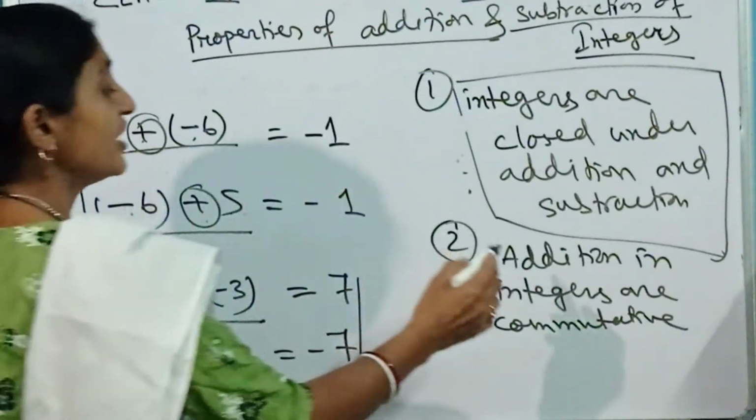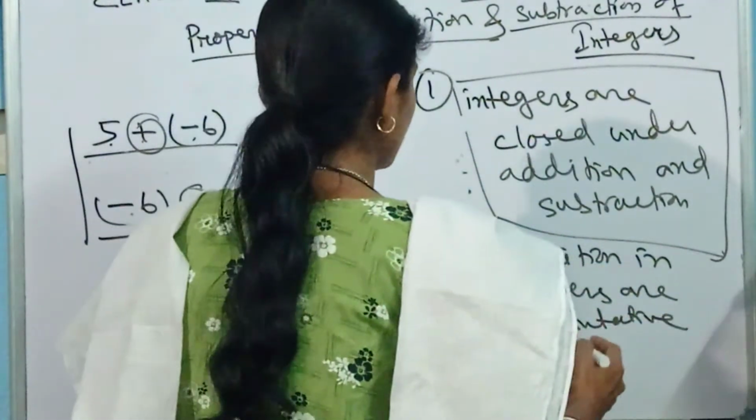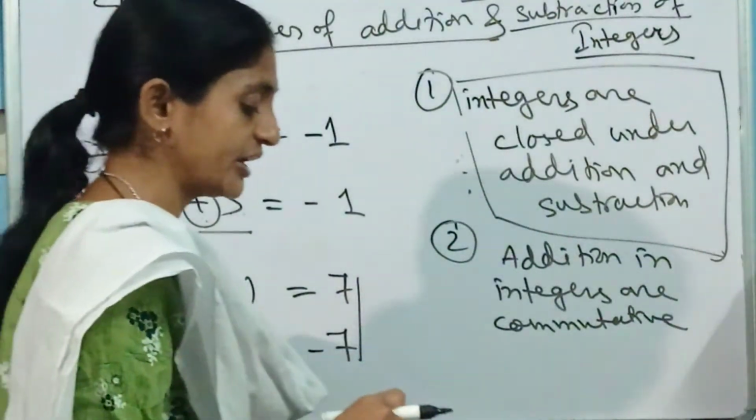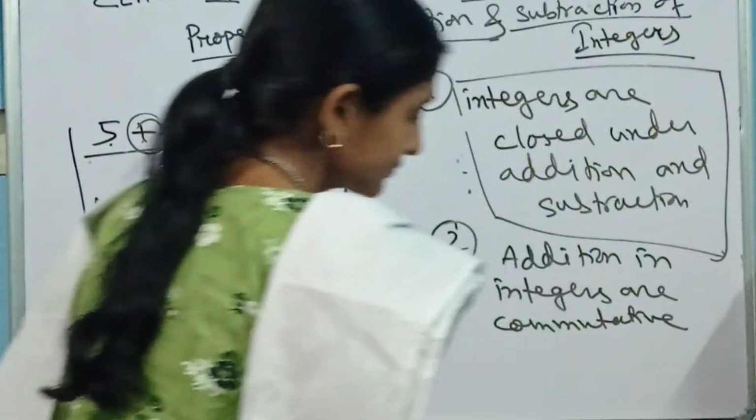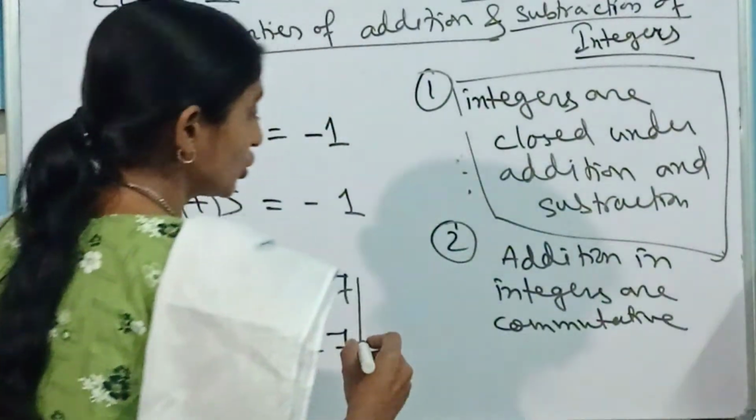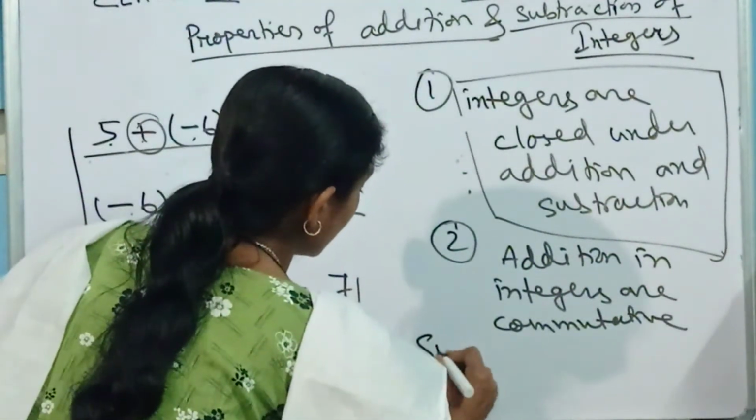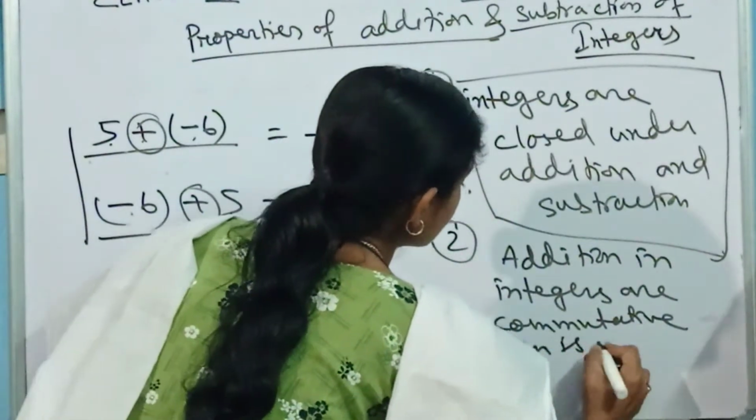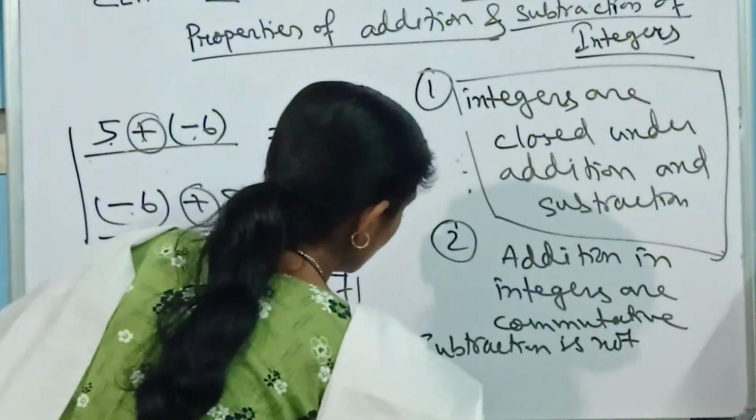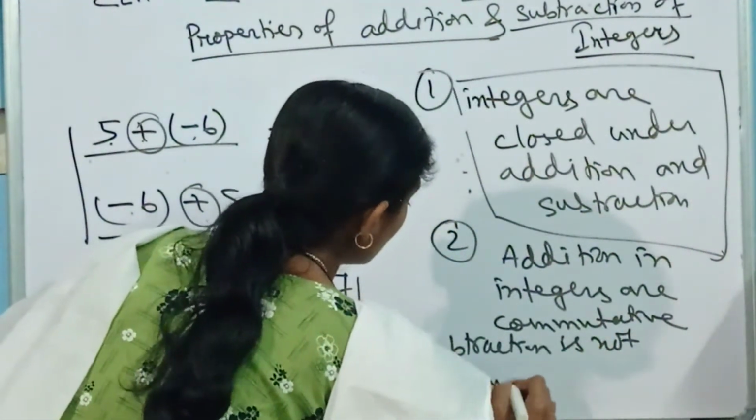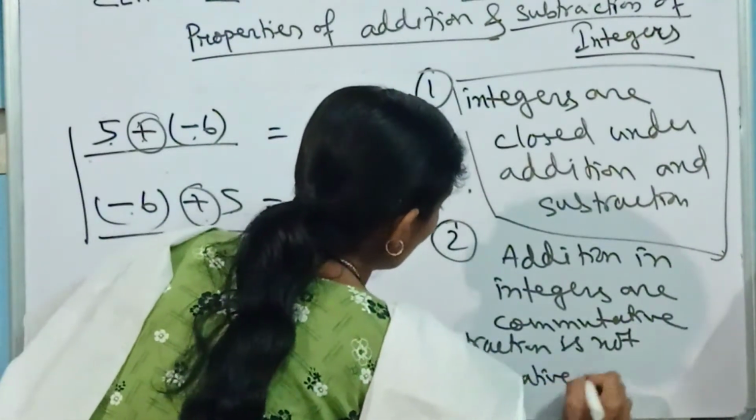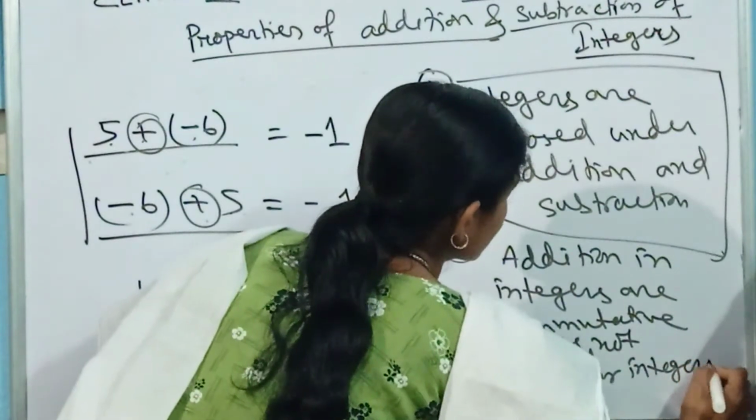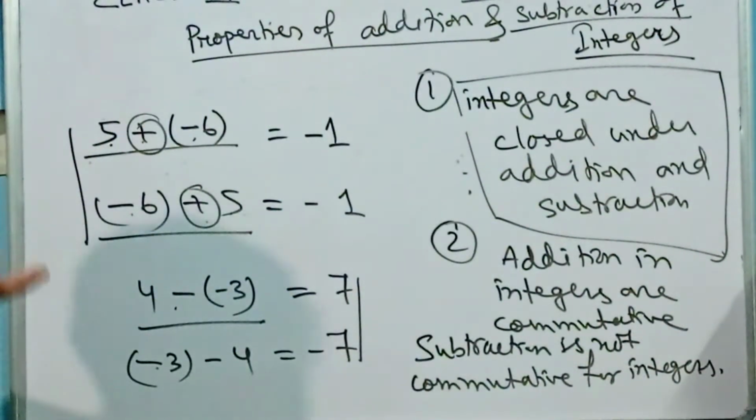So, addition in integers is commutative, but subtraction is not commutative. So, here we can say that subtraction is not commutative. Here we can write subtraction is not commutative for integers. Okay, let's come to the third property.